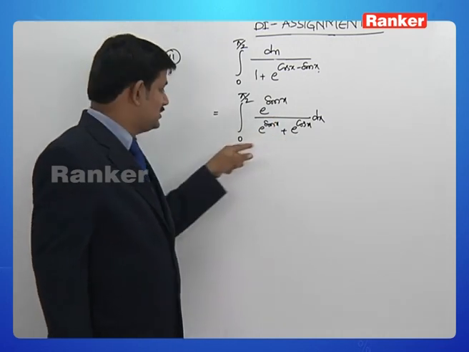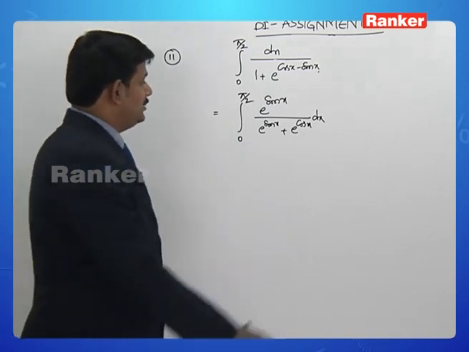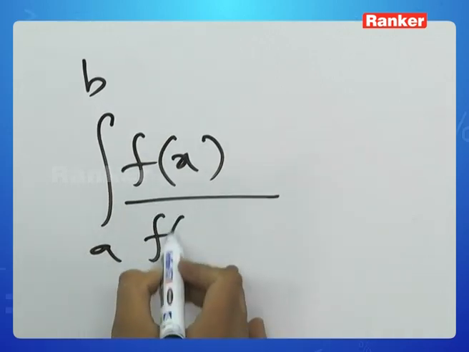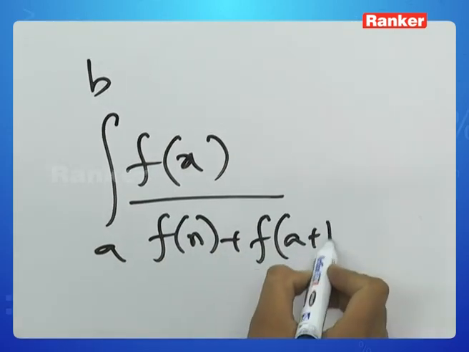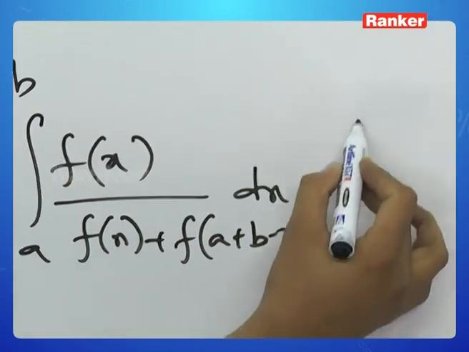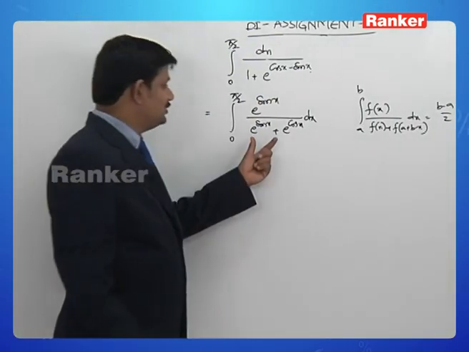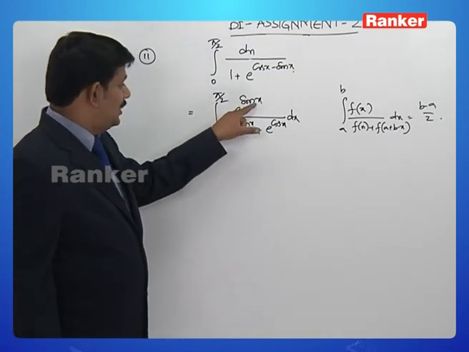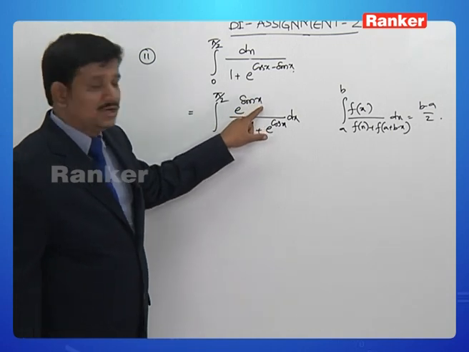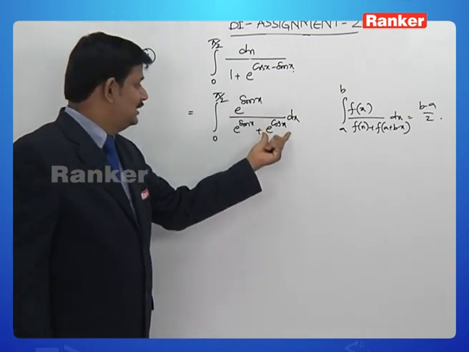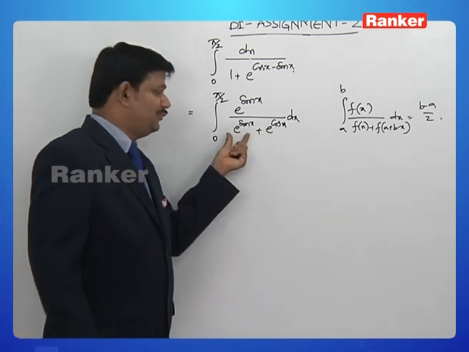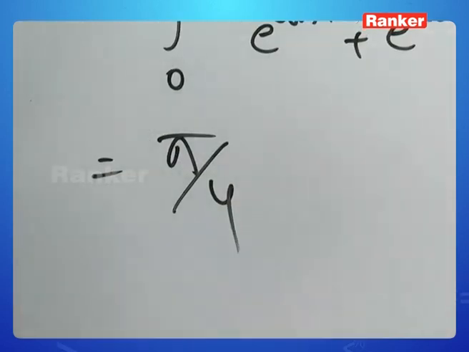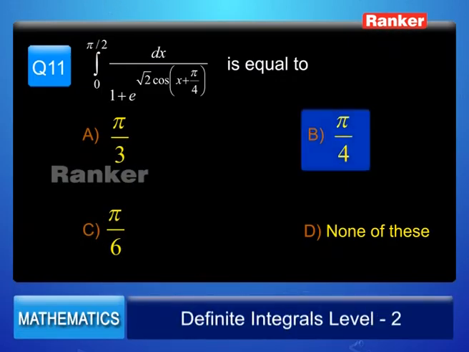a plus b minus x, integral a to b. Integral a to b, f of x divided by f of x plus f of a plus b minus x is a very standard result. Answer would be b minus a by 2, and it is in that same form, 0 to pi by 2, sum is pi by 2 minus x, sin of pi by 2 minus x is cos x. So, if I call this f of x, this is f of a plus b minus x, f of x. So, answer would be b minus a by 2, which is pi by 4. Answer is pi by 4, which is option 2.